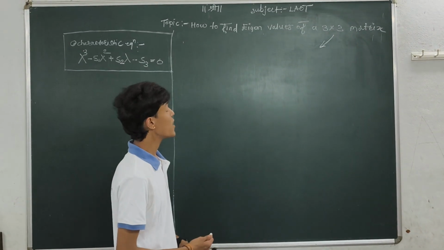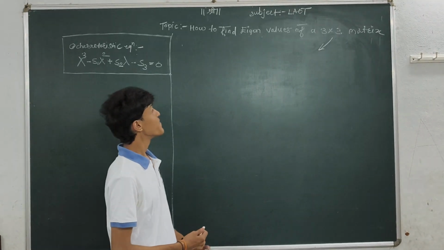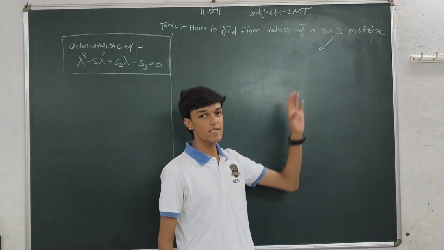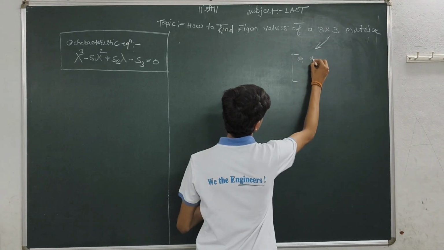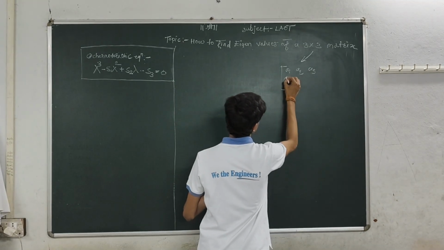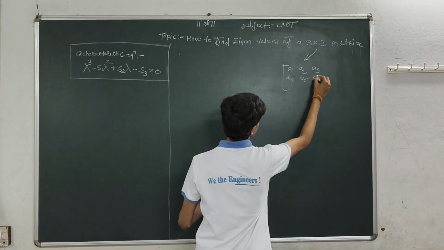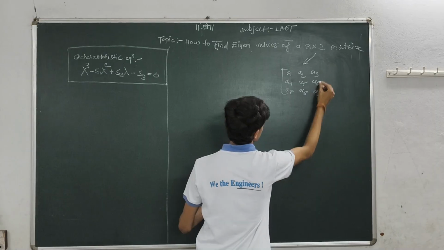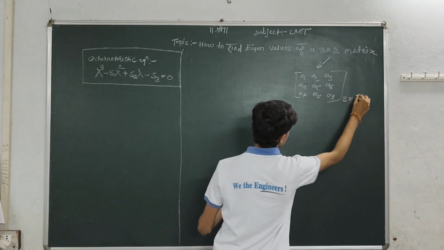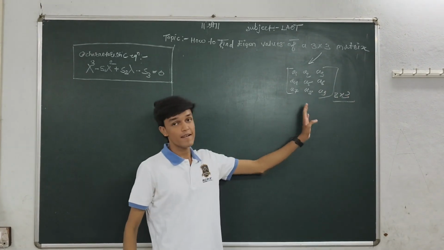So, hello everyone, myself Anurag, and I am going to show you how to solve eigenvalues for a 3 by 3 matrix. So, what is a 3 by 3 matrix? A 3 by 3 matrix looks like this. So this is a 3 by 3 matrix.